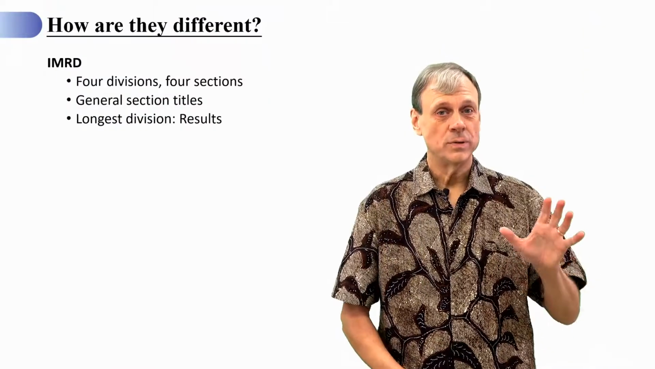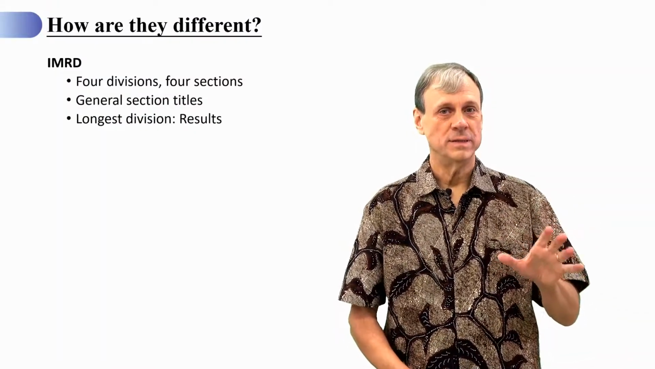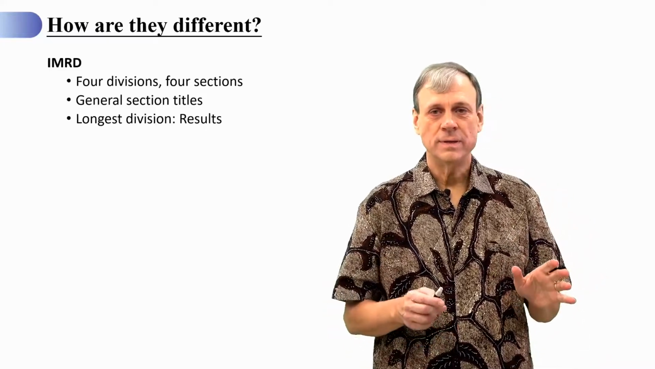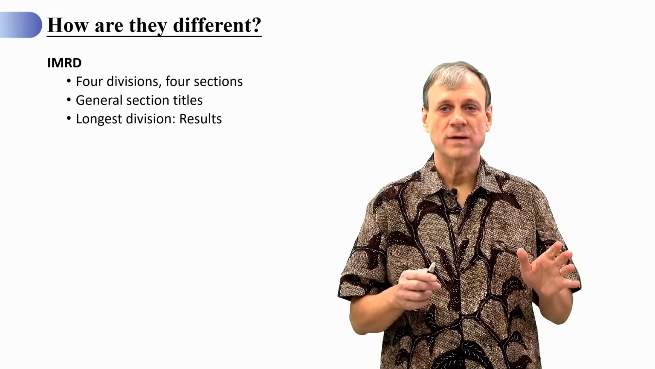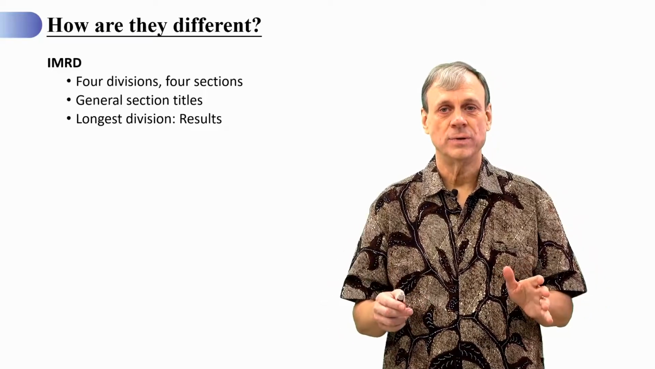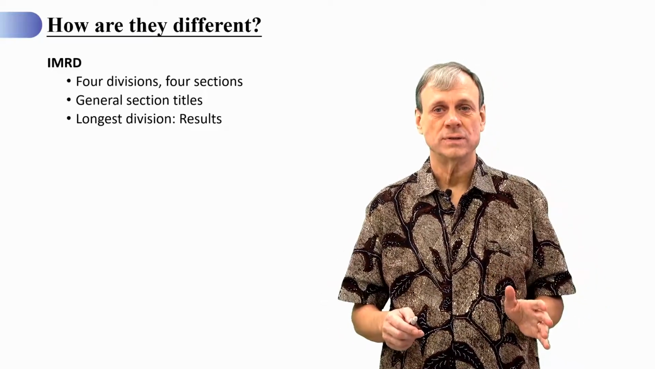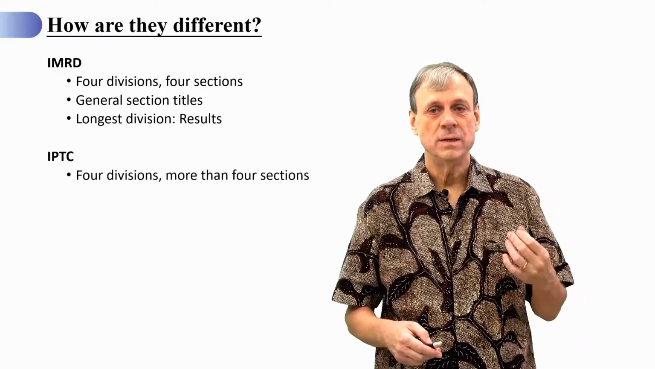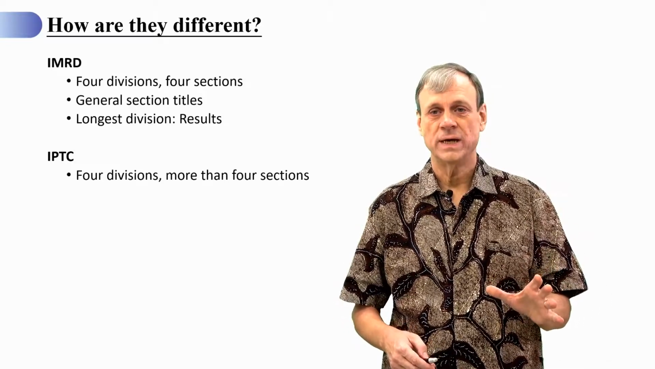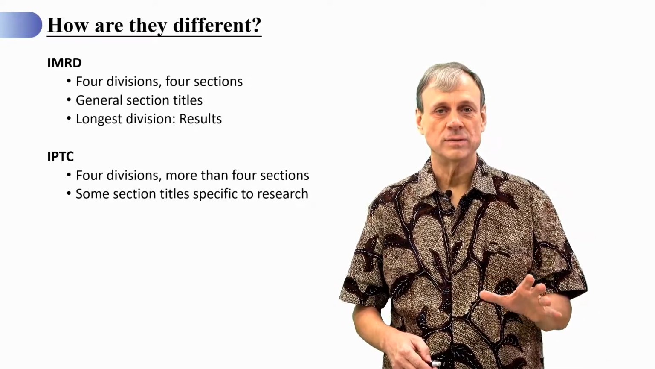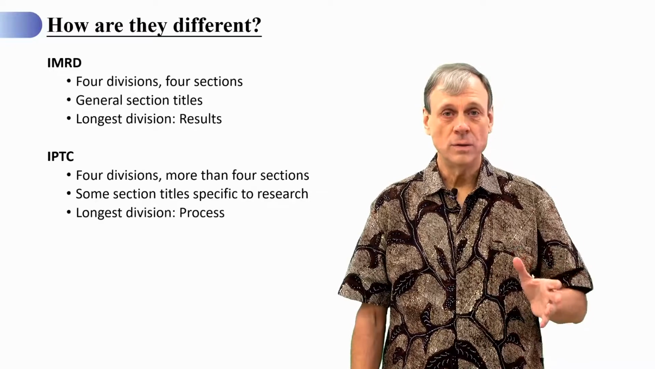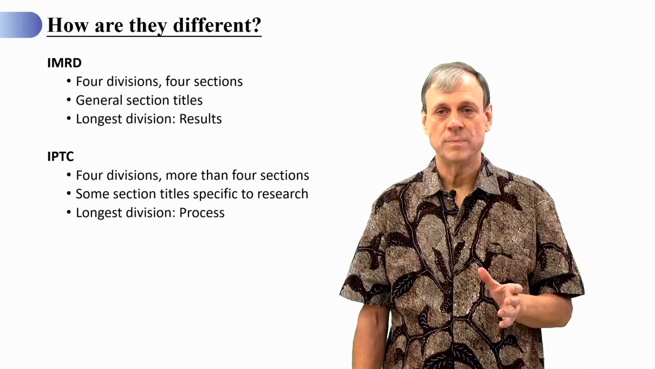So in the next lesson, we'll be looking at why IMRD and IPTC are so different. But for now, we're just going to look at how they're different. Remember that in IMRD, the articles usually have 4 divisions, but only 4 sections. And the section titles tend to be general. And the longest division is the results. On the other hand, in IPTC, you may have the same 4 divisions, but often more than 4 sections. And some of the section titles, particularly in the process division, are specific to the research. And the longest division is usually the process division.